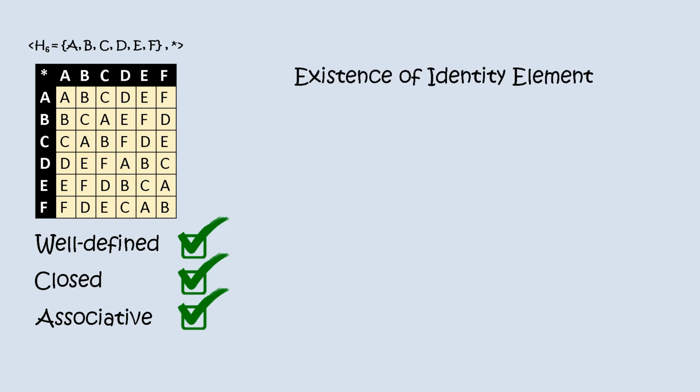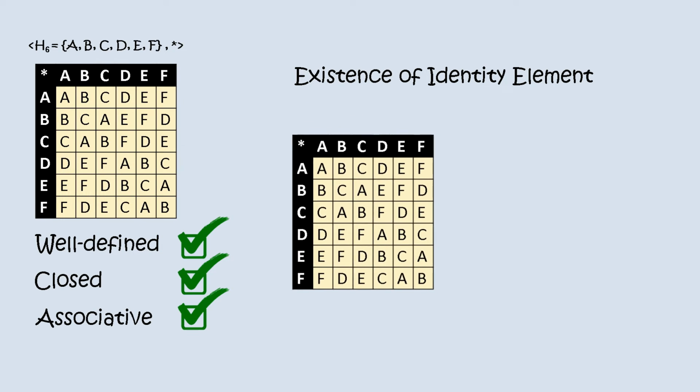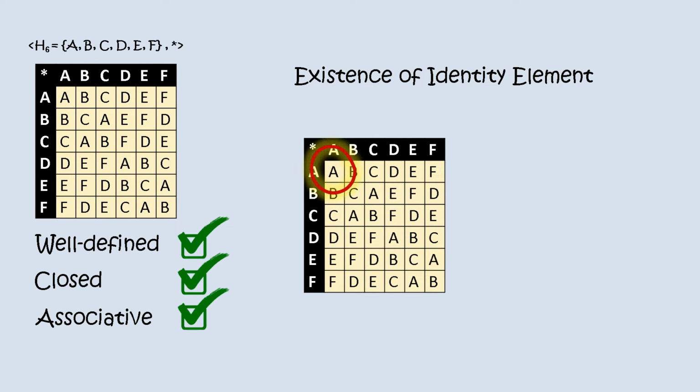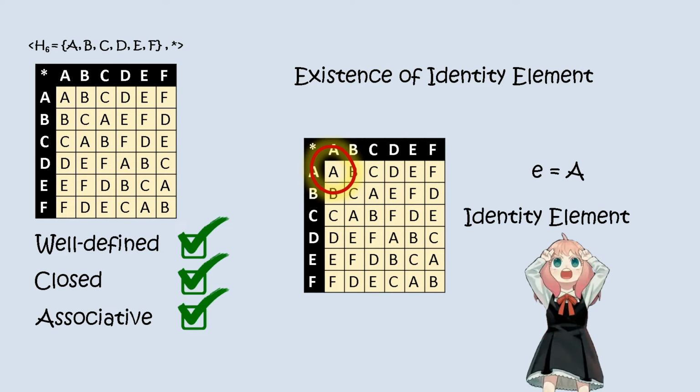Next, we have to identify if the identity element exists. We must first find the row and column with A, B, C, D, E, F sequence in the table of results. Then find their intersection. In this case, the intersection is A. So the identity element exists, that is, e is equal to A.